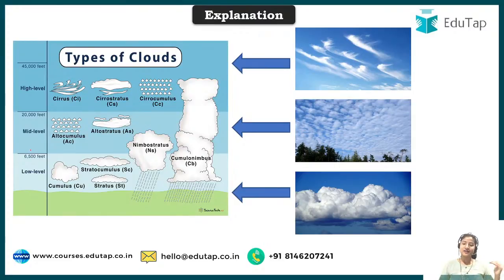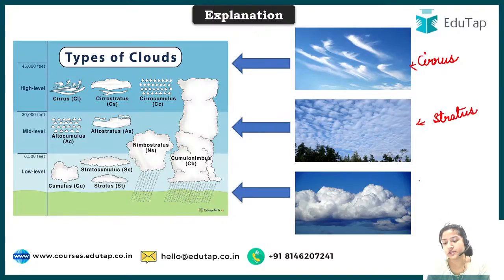If you go for the different clouds that exist, first we'll go for the basic types. There are 3 types that you can see on the right hand side. This particular type is known as cirrus. This is known as stratus, and the last one is known as cumulus.